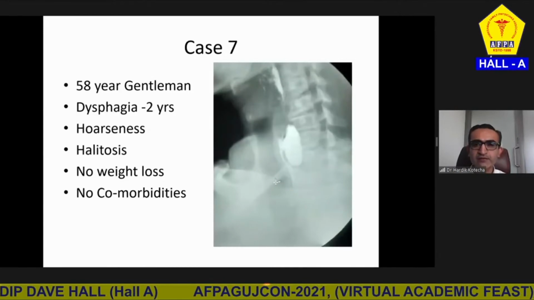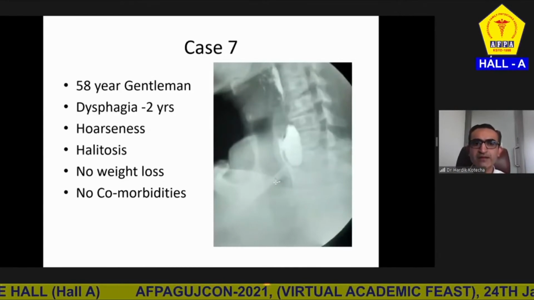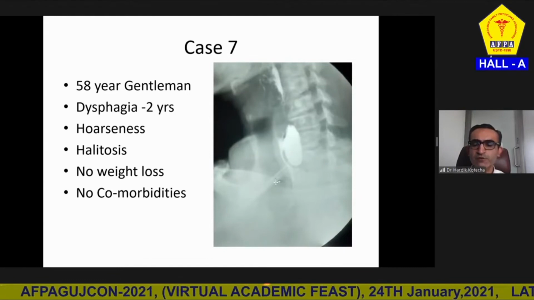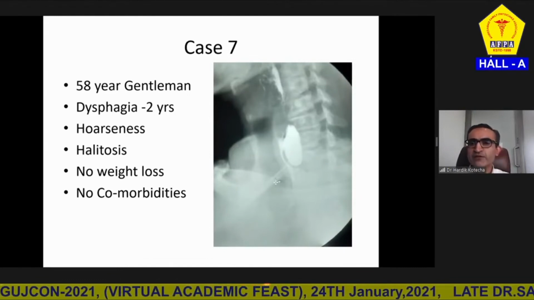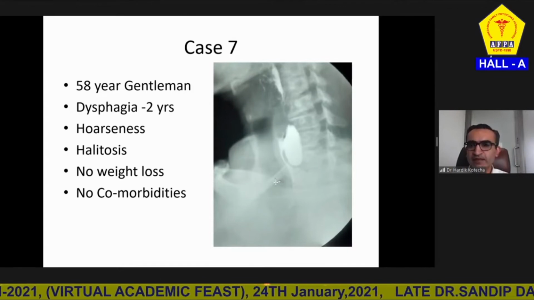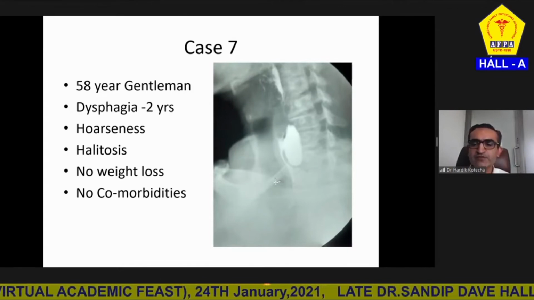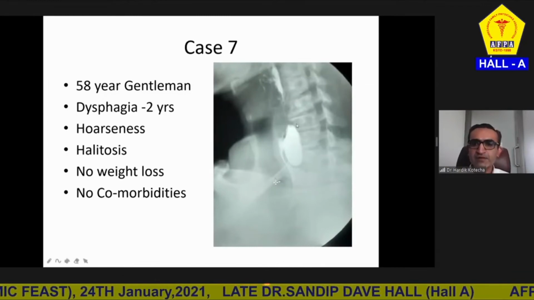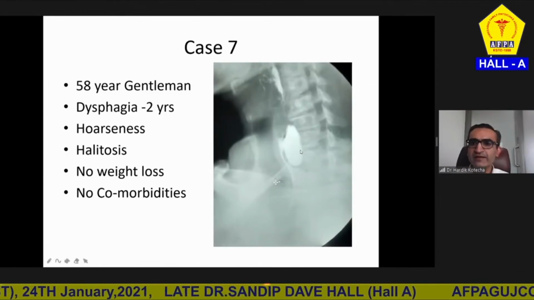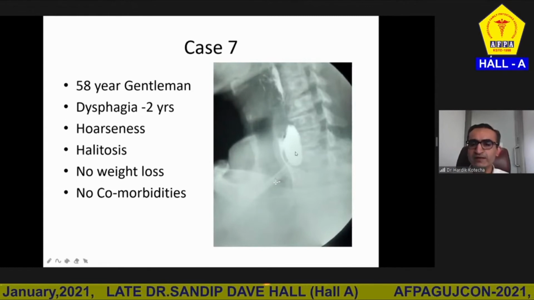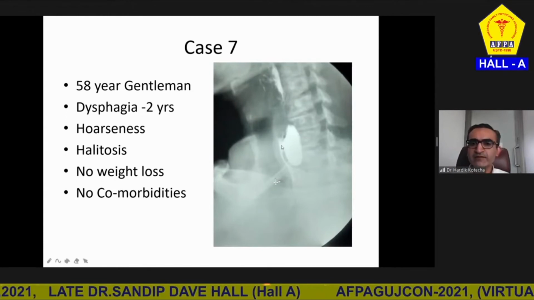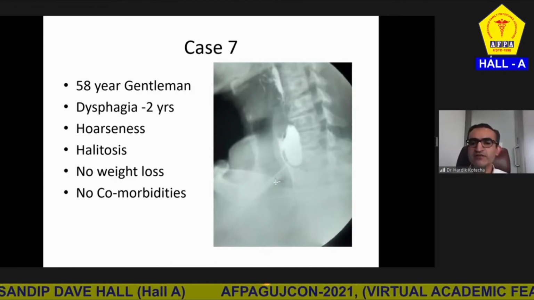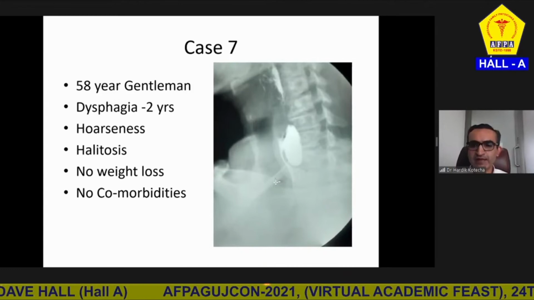Last case of my today's presentation, a 58-year-old gentleman had dysphagia for 2 years with hoarseness, halitosis, no weight loss and no comorbidities. This patient went to a civil hospital. A barium was done which shows a Zenker's diverticulum. Now Zenker's diverticulum classically happens in elderly patients. It is a diverticulum which happens just below the cricopharynx. It enlarges, there is food lodgement in it, and because of that the esophageal lumen is compressed and the patient is not able to swallow. The hoarseness and halitosis happens because food material is retained over there.